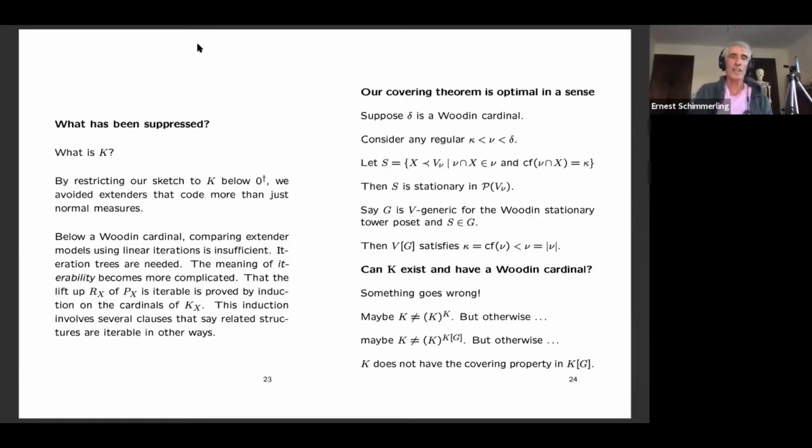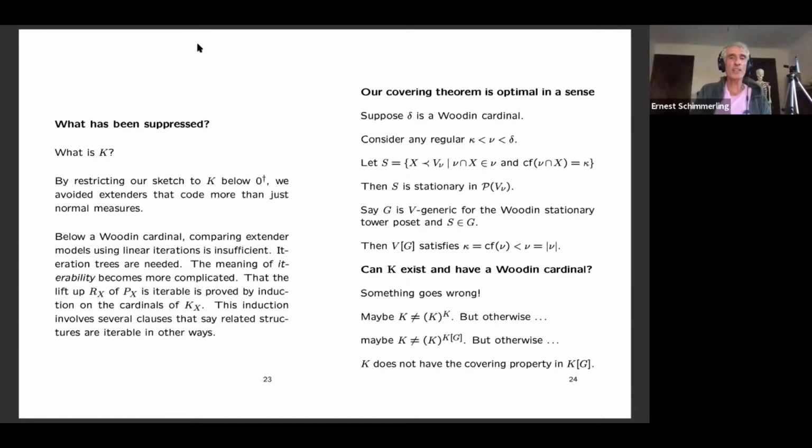So, wrapping it up, the last slide, which I won't go through in detail, is what happens if you go one step further. We've generalized and generalized to K below a Woodin cardinal. What about K with a Woodin cardinal? Something goes wrong because of stationary tower forcing, namely you can change the cofinality. You can get a violation of this covering theorem by forcing over K, if K has a Woodin cardinal.